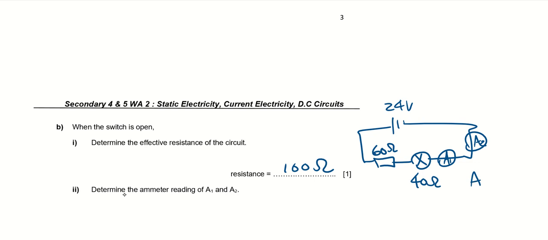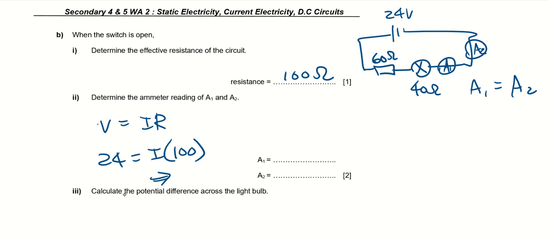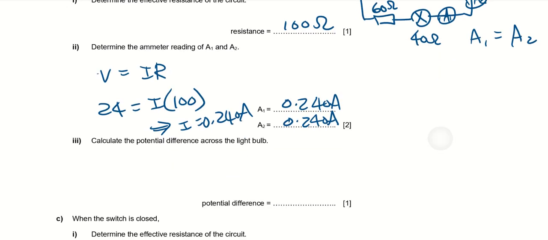And therefore, I can say that A1 is equal to A2 because the current in a series circuit is the same. So I need to take V equals IR. The total voltage is 24. The current is unknown. The total resistance is actually 100 ohm. So my current is going to be 0.240 ampere. Okay, 0.240 ampere. And it is equal for both because they now form a series circuit.